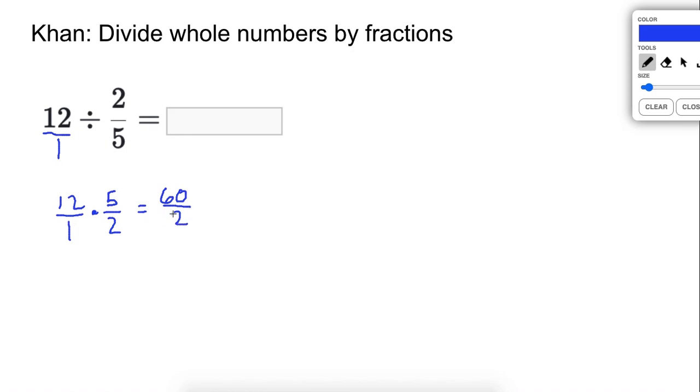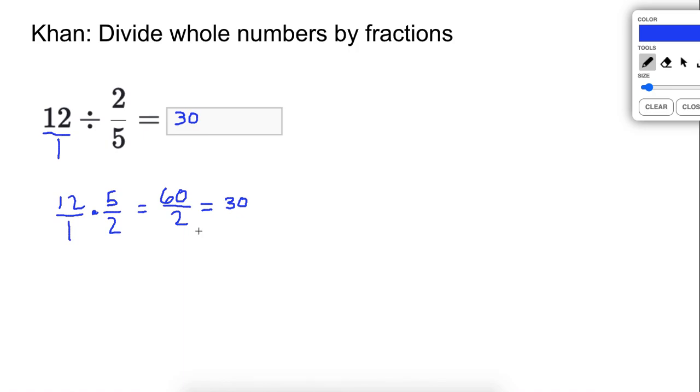Now this one's important on Khan. If you tried to put that answer in there, it would not accept it. It would say almost there. Wouldn't mark it wrong, but you need to realize that 2 does go into 60, and that would be 30. So if it goes down to a whole number, they expect you to put the whole number in there. Okay, so that's one thing you need to do on this one. If it goes down to a whole number, they want the whole number in there. They don't want the fraction, they want the whole number.